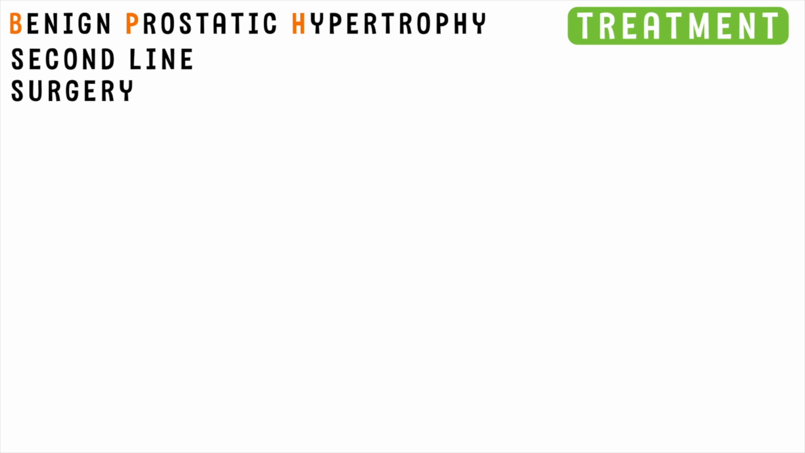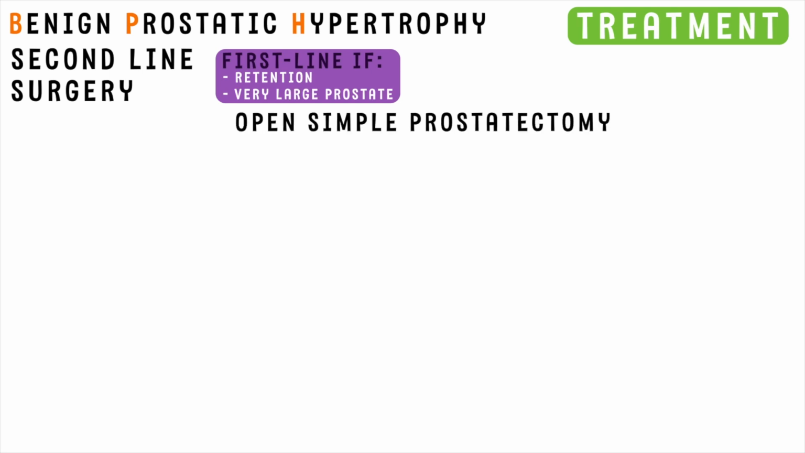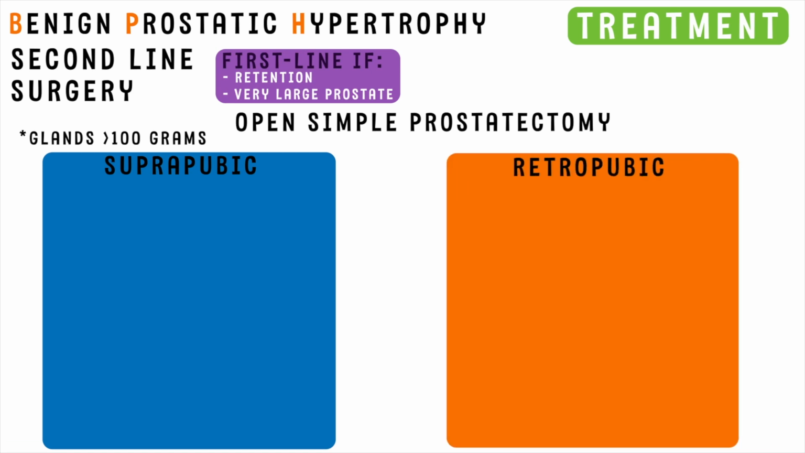Surgery is often considered a second-line treatment after the failure of medical therapy. However, it may be the first-line option in cases of retention or when dealing with a very large prostate. Open simple prostatectomy is typically used for glands larger than 100 grams. This procedure can be either suprapubic or retropubic.